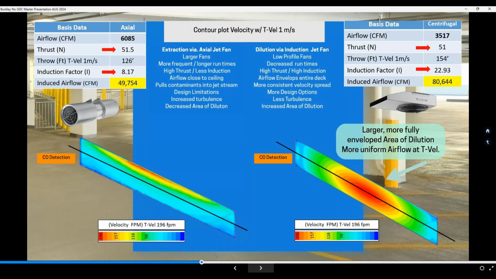Whereas over here, if we contrast that with the centrifugal configuration and its high induction and discharge pattern in this scenario, you see at that same 5-foot line of gas detection, at the terminal velocity distance, setting the same parameters at the slowest speed to be the maximum speed 196 feet per minute, we have a larger area of dilution, considerably larger area of dilution, because that is part of the characteristics of the volume of the air that's put into motion by a centrifugal jet fan as opposed to an axial jet fan.